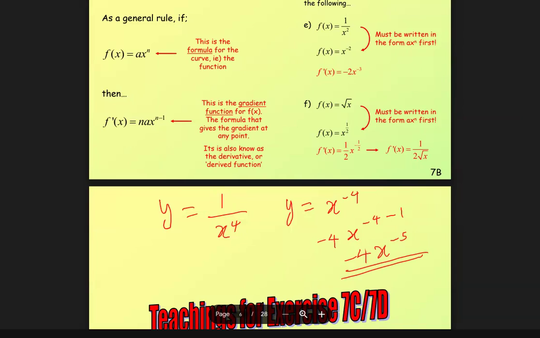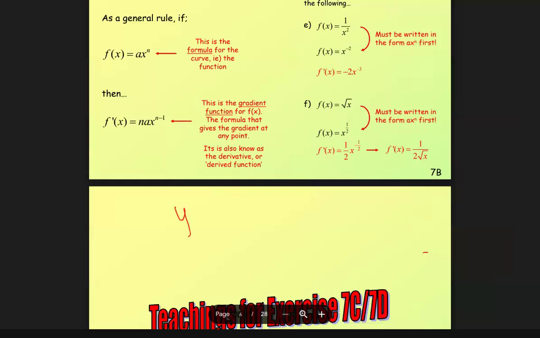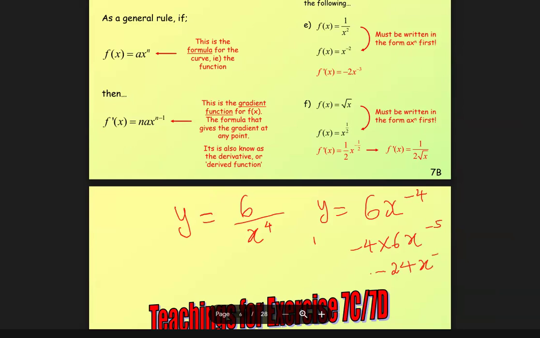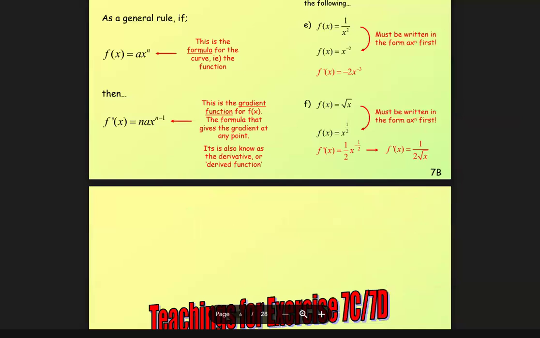So if we have something like this, y equals 6 over x to the power of 4, that gives you y equals 6 x to the power of minus 4. So that gives you what? Minus 4 times 6 x to the power of what? Minus 5. That gives you minus 24 x to the power of minus 5. So you just need to be able to figure those out directly.